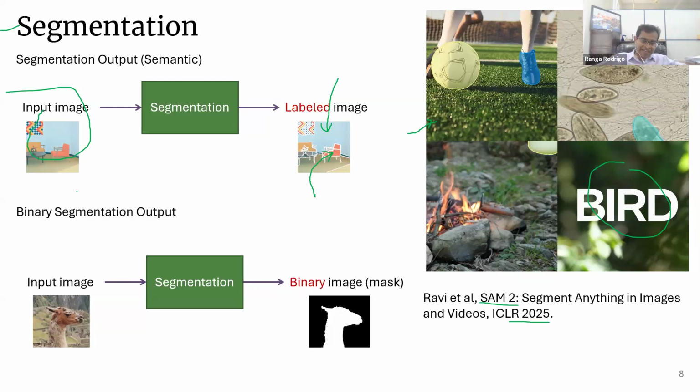Binary segmentation is simpler than that. If you take this llama image here, you assign black to the background and white to the foreground. Now you have a so-called binary mask. So this is called binary segmentation. You can see it is extremely important to do segmentation, especially in medical image processing. You have to segment the tumors, segment cancer cells, and so on.